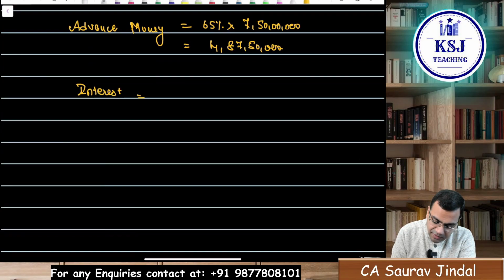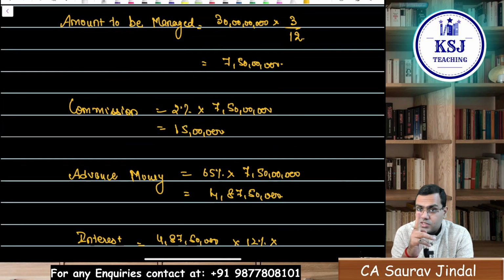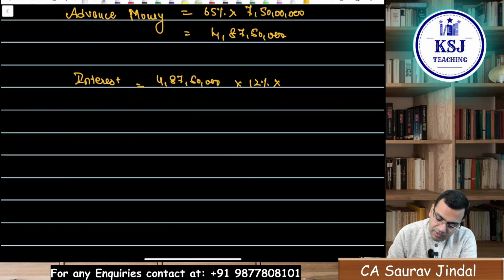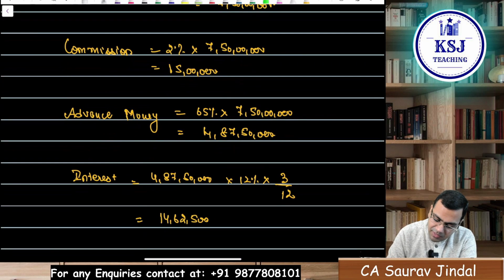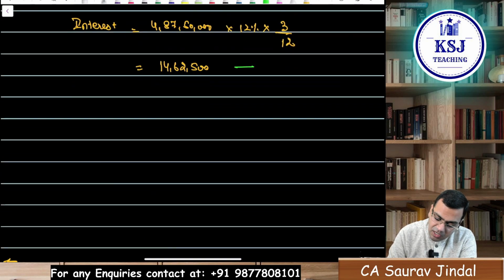Interest cost, that means on this 4 crore 87 lakh 50,000, he will charge 12%. But for how much time will he charge? He will charge only for 3 months. For the period that he is going to manage those receivables, he will be charging this for 3 months only. Right, so this will come to 14 lakh 62,500. Now, if you see one thing here, this commission is for 3 months. This interest is also for 3 months.